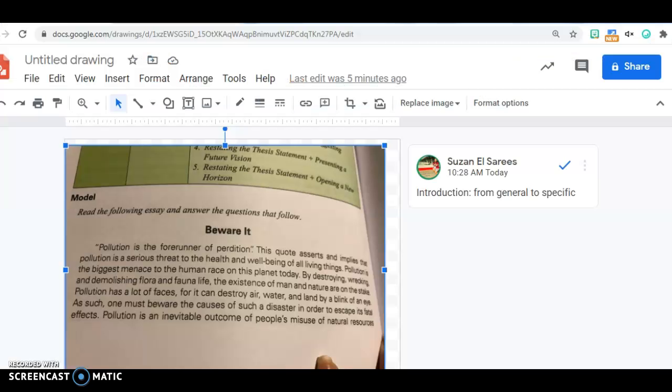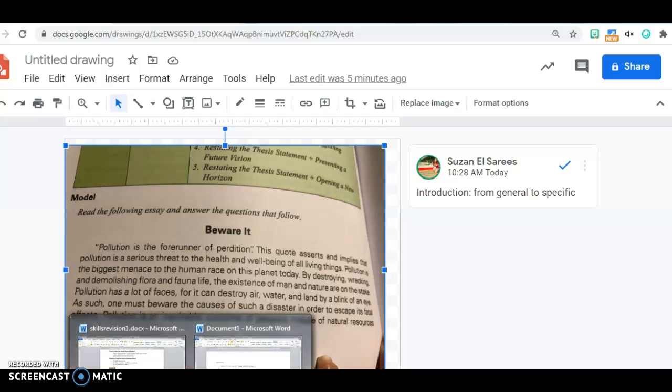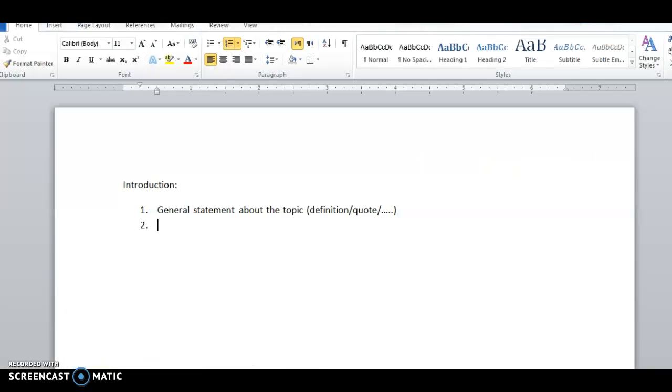If we go back to the example, he explains the quote. It's still a general statement. Then he narrows it down by showing that the existence of man and nature are at stake. This is a dangerous effect, and the existence of man and nature is dangerous because of pollution. Okay, so we know from this sentence that the writer wants to talk about the effects. Here we can mention the type. For example, we narrow it down. We can mention the type of pollution if we're talking about pollution.